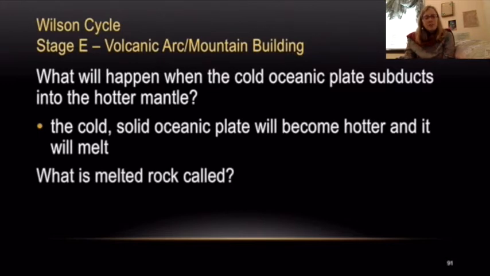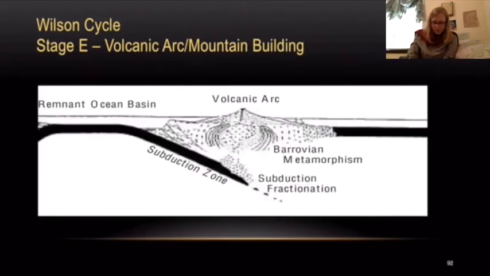And what is this melted rock going to be called? What do we call melted rock? Starts with an M. Magma. We call melted rock magma. So we've got magma. Magma forming, and it makes a magma chamber.